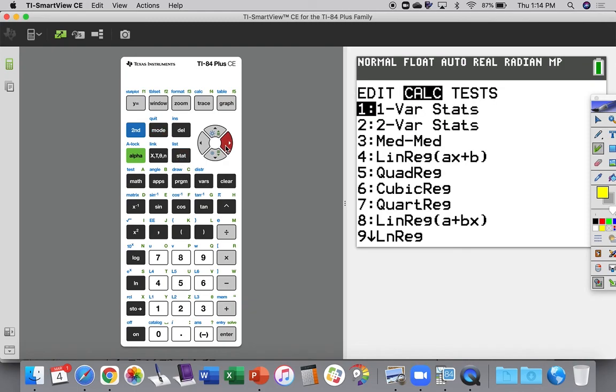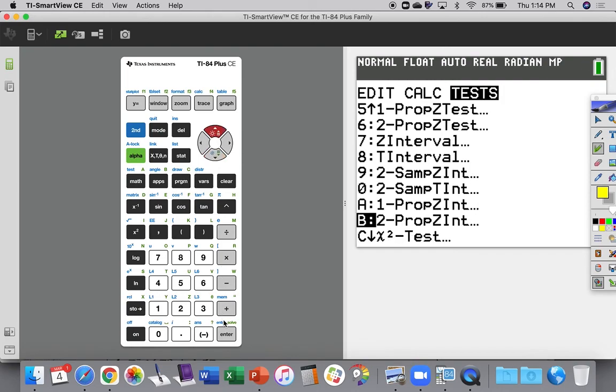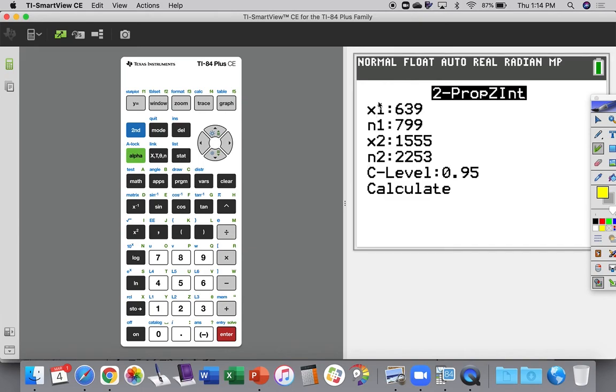Stat, Tests, 2-PropZInt. Boom, right there. Now, I put in this data, but let me remind you. It said 80% of 799. 80% of 799 is 639.2. I did not include the 0.2. The calculator would give you an error if you put a decimal in any one of these. You cannot use decimals in any one of these at all. So round. This one was not 1555. I rounded it to 1555. Yes, close enough. Just use regular rounding rules.